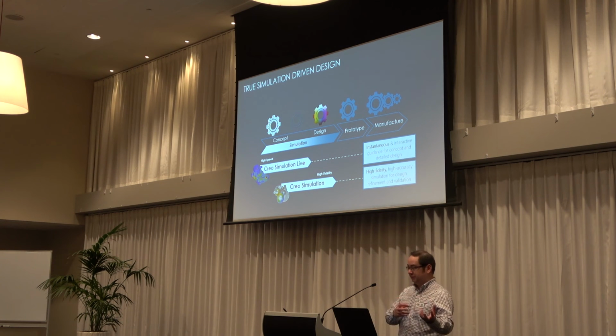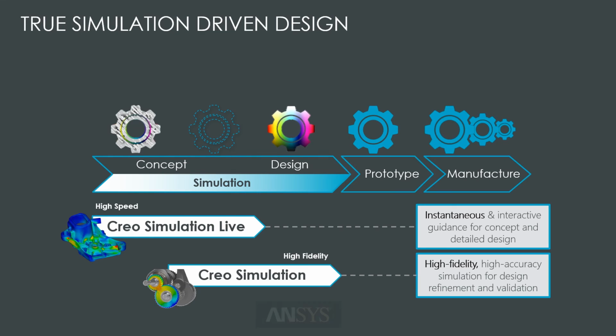If we've got Simulation Live, the loads and constraints transfer backwards and forwards between the two, so you don't have to redo your work. Or we could go out into ANSYS if we want to go to full multi-physics simulation.